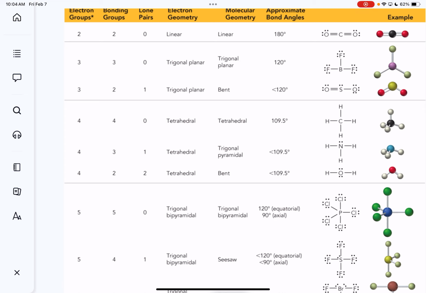The only other thing that I didn't mention was the angles. Just keep in mind the predicted bond angle always comes from the number of groups. So if you're talking about any of these, where the electron pair geometry is tetrahedral, then the predicted geometry is going to be 109.5.